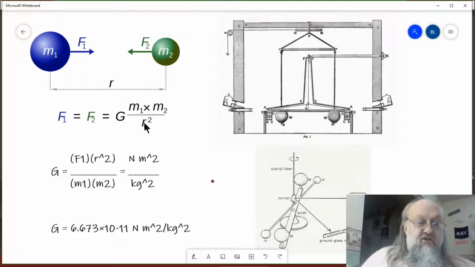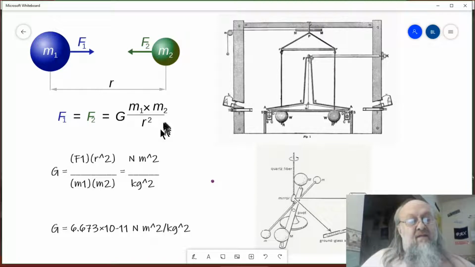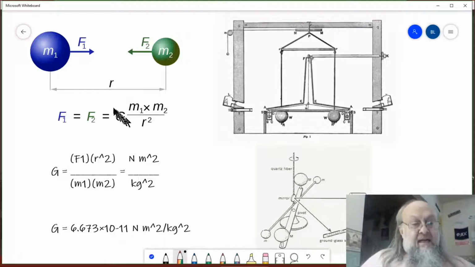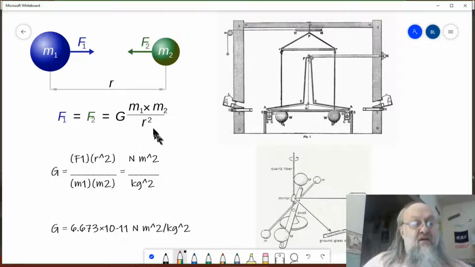The formula uses R. But we talked about proportional, where if one mass goes up, that means the force goes up. The heavier this is, the more force there is between them. But it's inversely proportional to the square of the distance. And that means, remember, square means R times R.